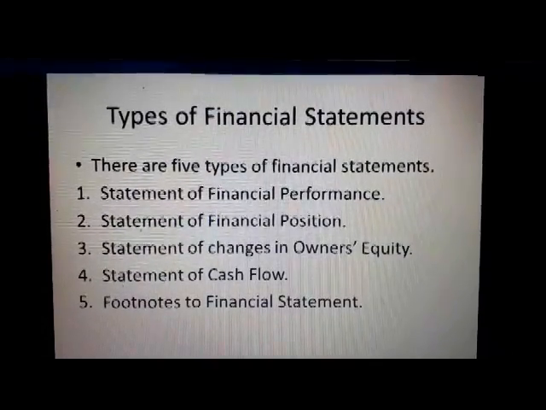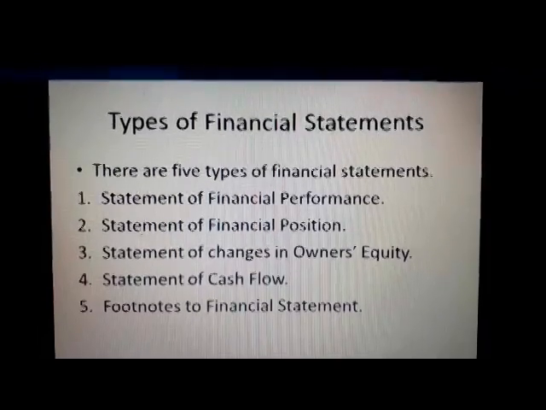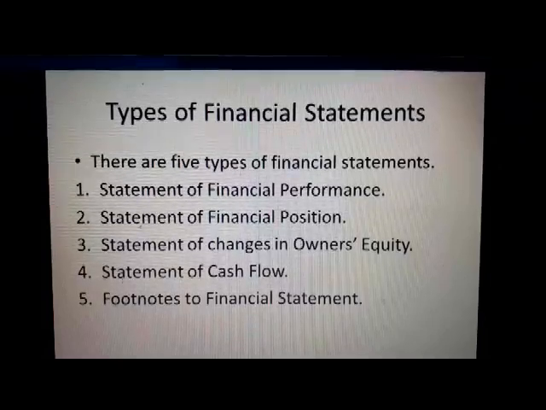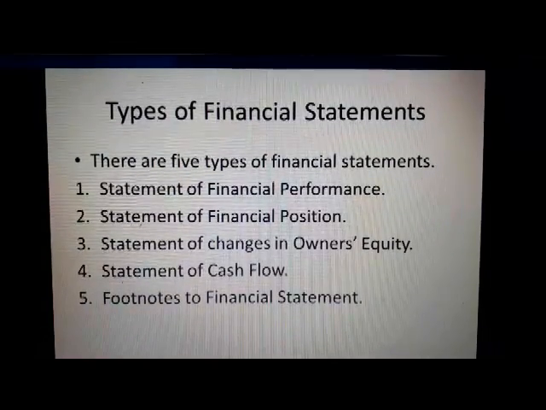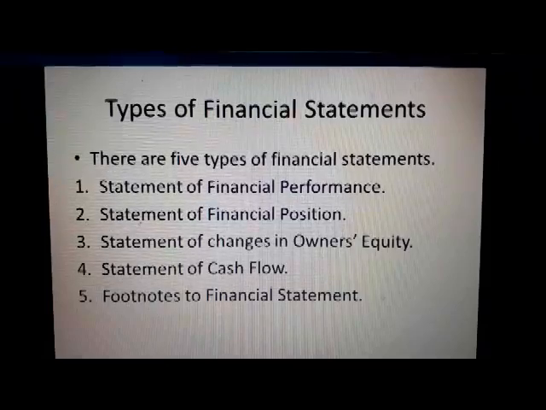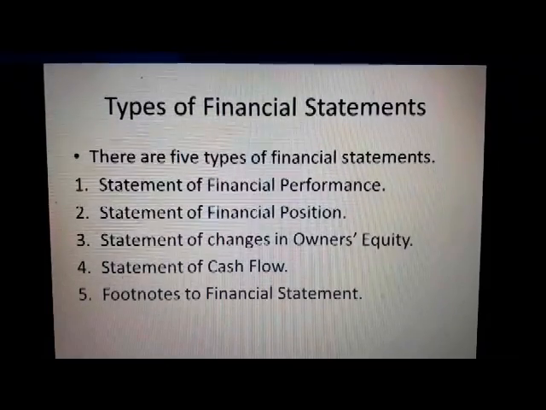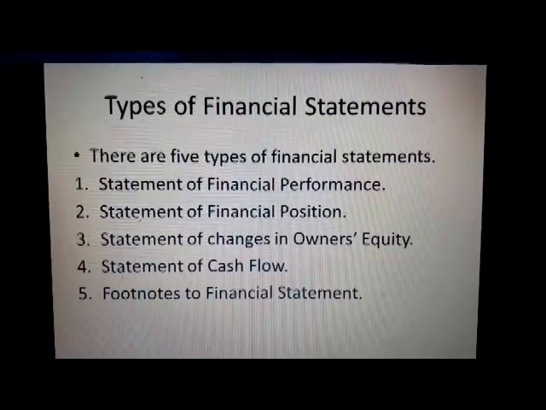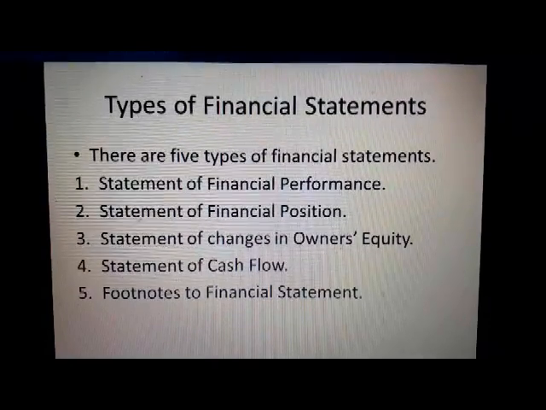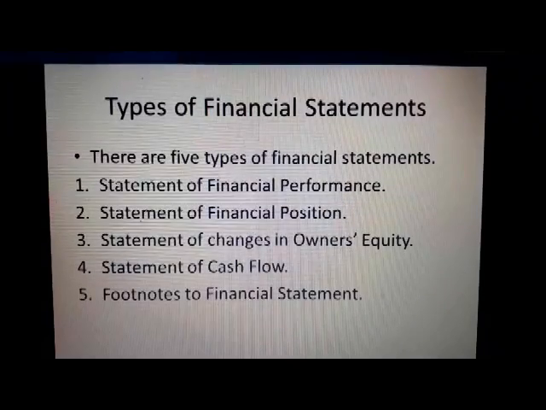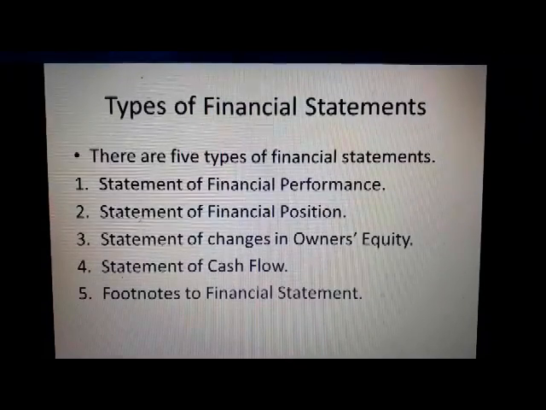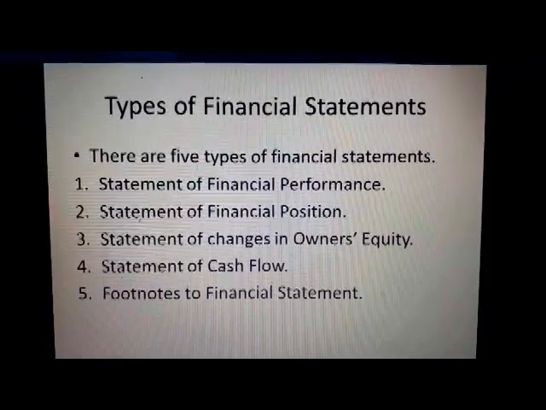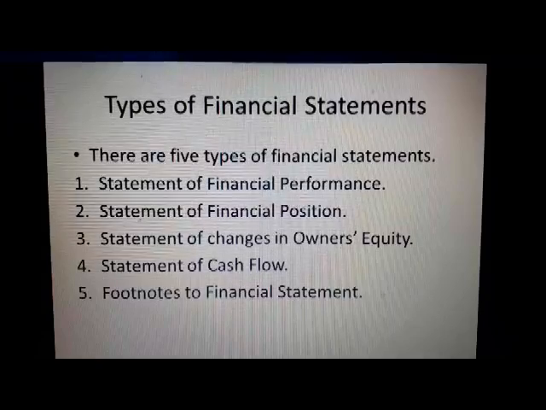Okay, types of financial statements. There are 5 types of financial statements. Number 1, statement of financial performance, statement of financial position, statement of changes in owner's equity, statement of cash flow, footnotes to financial statements. So the statement of financial performance is popularly known as the income statement. Some others say it is the comprehensive income statement. And the statement of financial position is popularly known as the balance sheet. That means a list of assets, liabilities and owner's equity.